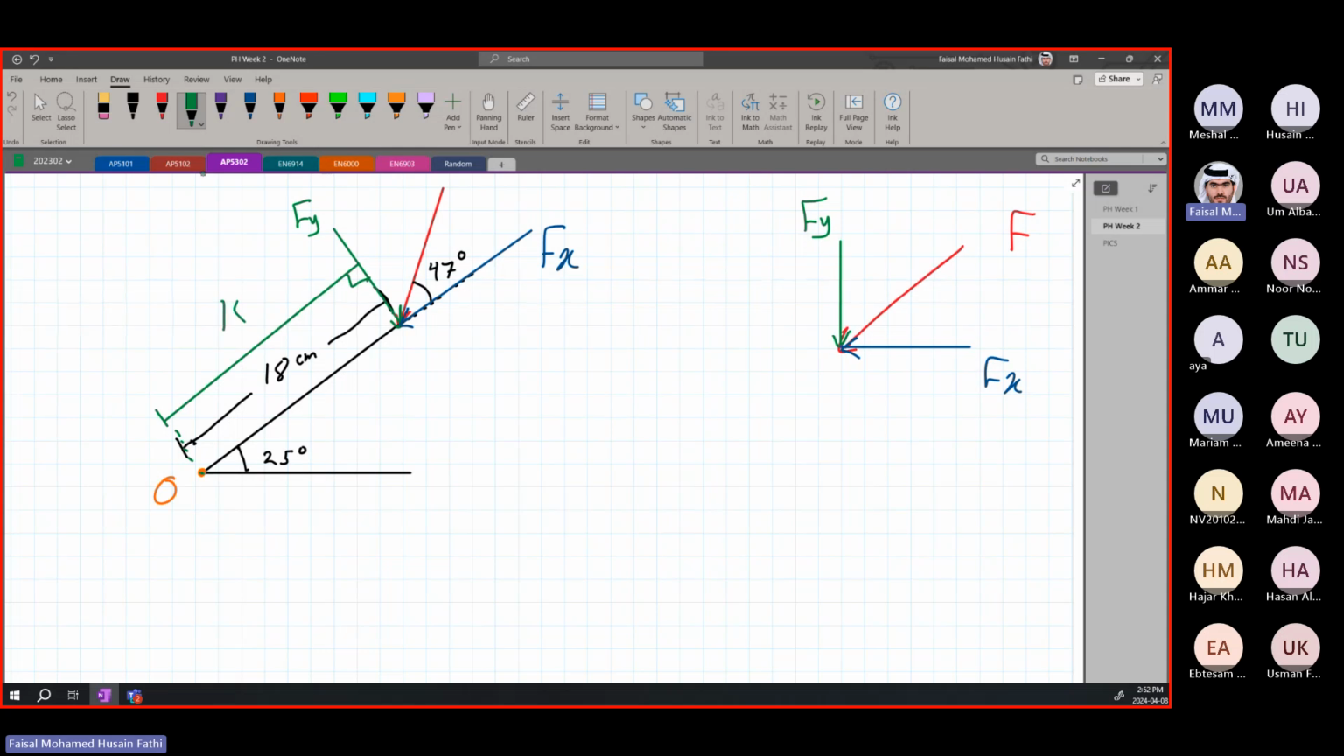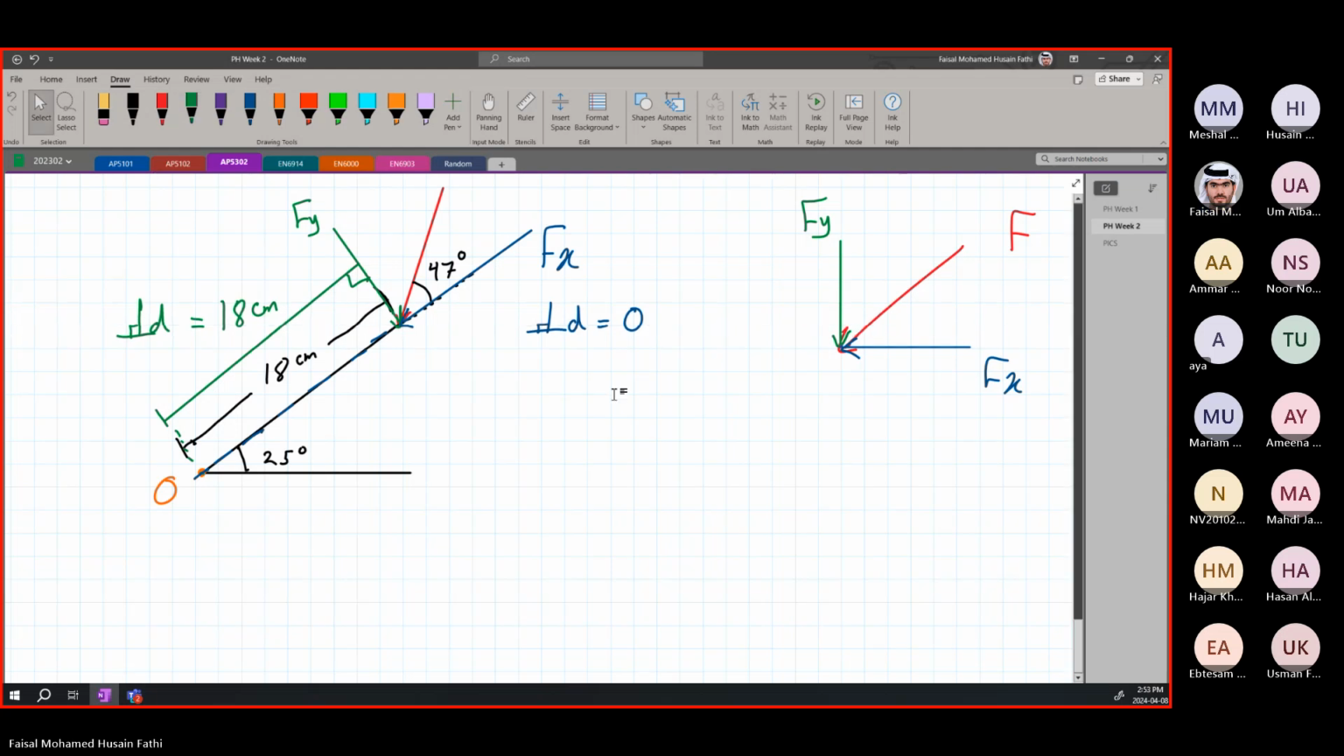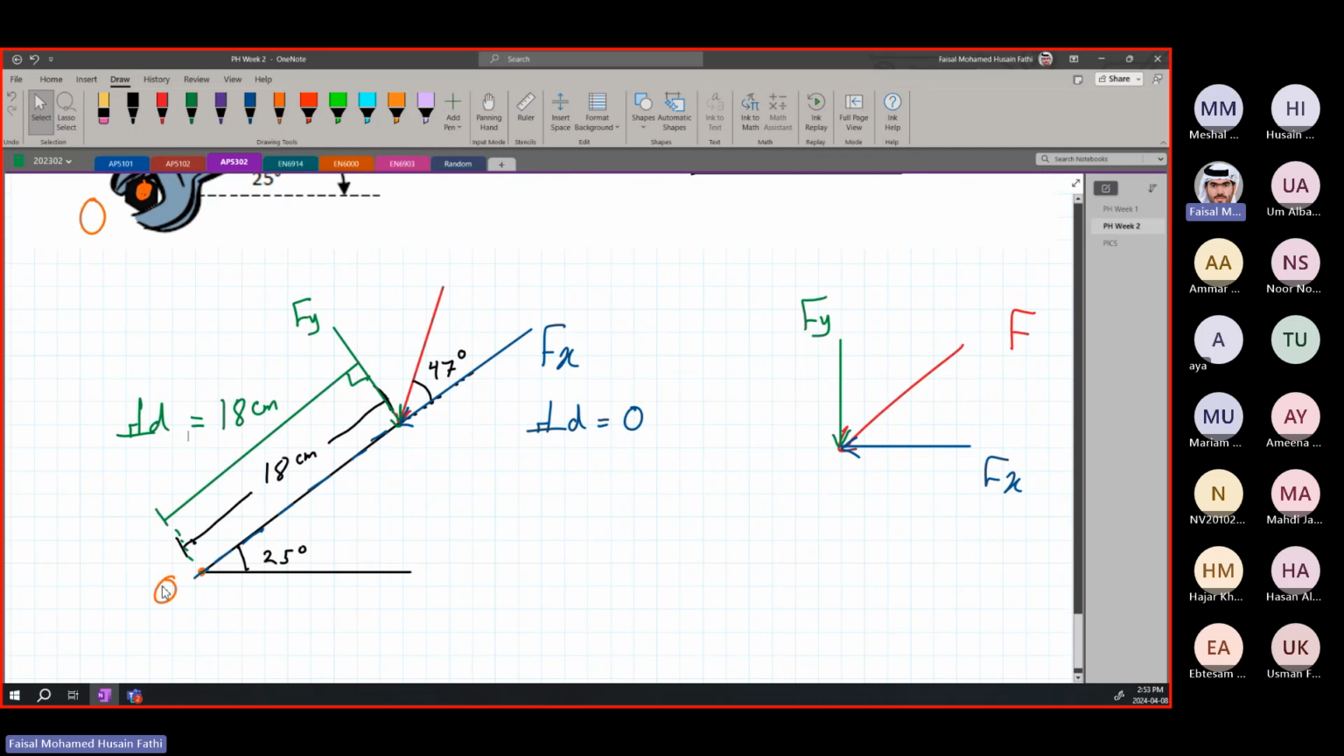So we have a perpendicular distance of 18 centimeters. So we can find that. Now, what about Fx? Where's the perpendicular distance between Fx and O? It does not exist because it is on the exact same line as point O itself. So the perpendicular distance of Fx is equal to 0, whereas the perpendicular distance for Fy is equal to 18 centimeters. All right? So Fx does not have any effect on the moment at O. It does not cause any turning motion around O.